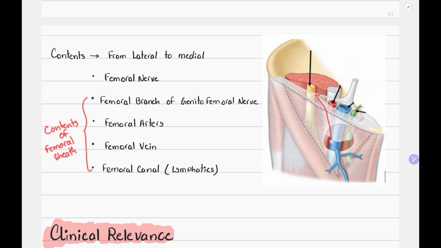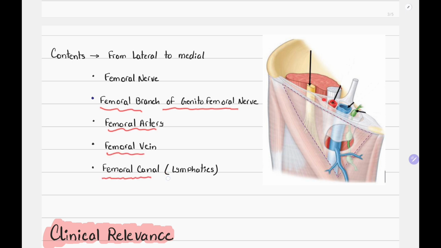This is the femoral sheath, as I've already covered in my topic on the femoral sheath. The contents lying in the femoral sheath also lie in the femoral triangle. So the femoral branch of the genitofemoral nerve, which lies next to the femoral artery; the femoral artery, the femoral vein, and the medial most is our femoral canal, which contains the lymphatics.